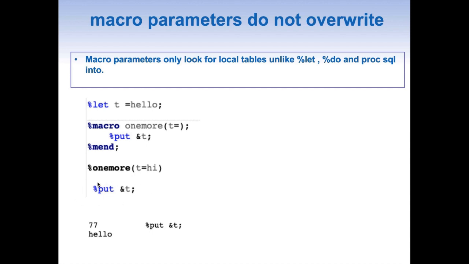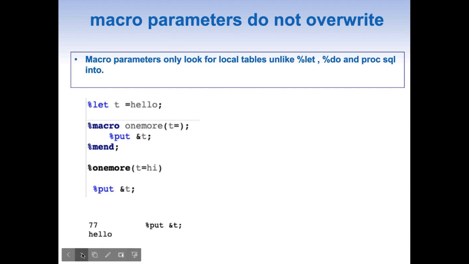And then what will happen is when I do percent put ampersand t, we are accessing this macro variable, and we can see once we execute that we have the value of hello. So this macro variable, which has the same name, doesn't override this macro variable. As I said to you, macro parameters only look for local symbol tables. They do not try to update the global symbol table.